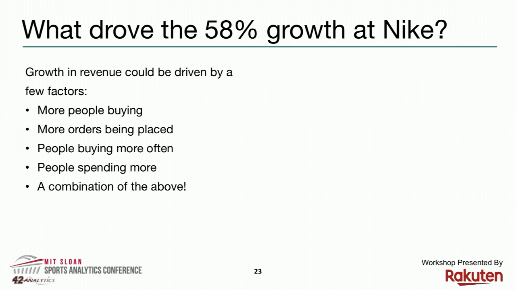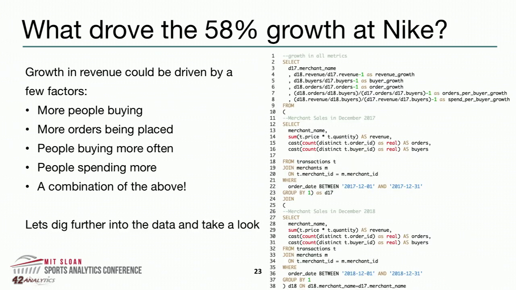So what we're going to do is extend the previous query to start to answer some of those questions. Let's dig in a little bit further, and we'll talk about this query more in depth. We're taking the same concept that we previously did for revenue, but extending it slightly to also calculate the number of orders placed, as well as the number of buyers who bought in both of those periods. Then we're going to use those to generate the summary statistics that we just spoke about.